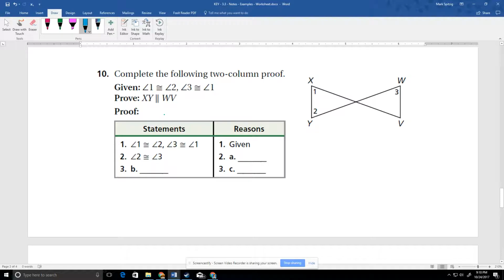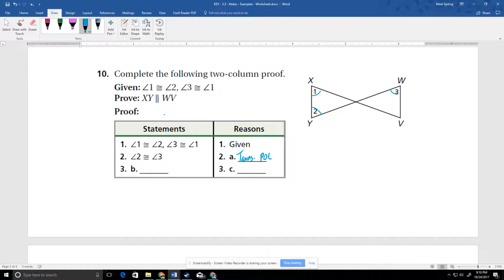All right, we'll do a small proof here. So it says angle 1 is congruent to angle 2, and then angle 3 is congruent to angle 1. And so that's our given. And then how are we supposed to say that 2 is congruent to 3? Well, angles 2 and 3 are congruent because of transitive, because 2 is congruent to 1, 1 is congruent to 3, and so therefore 2 is congruent to 3.